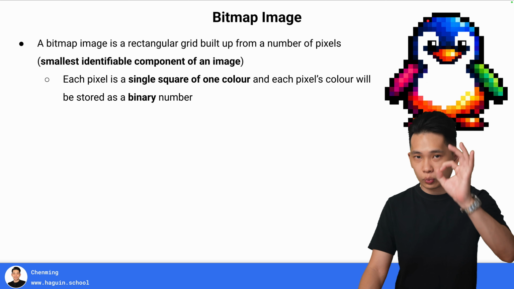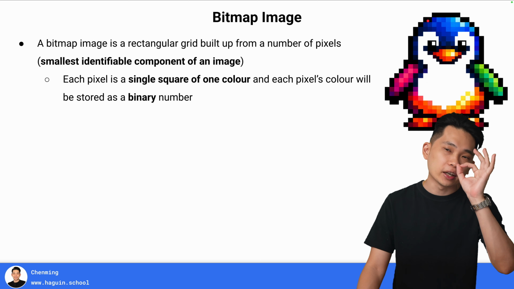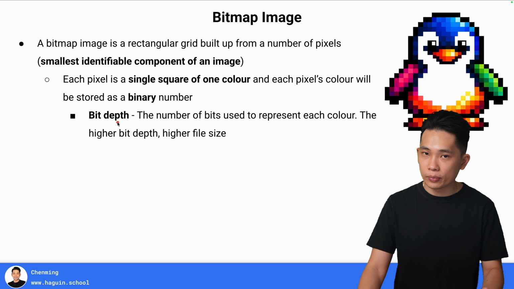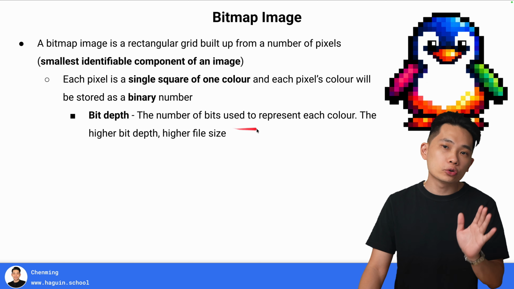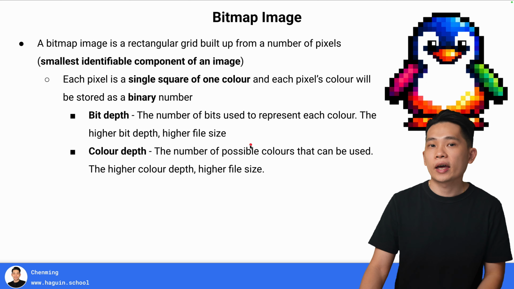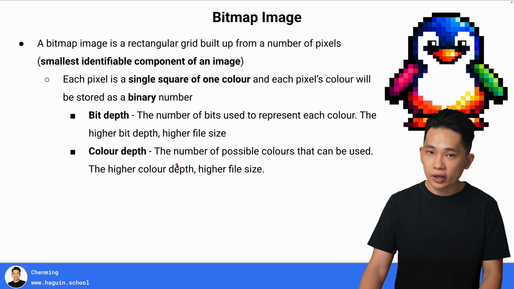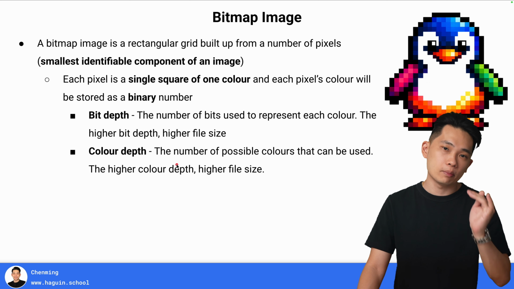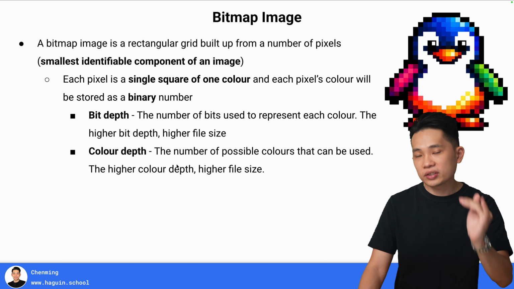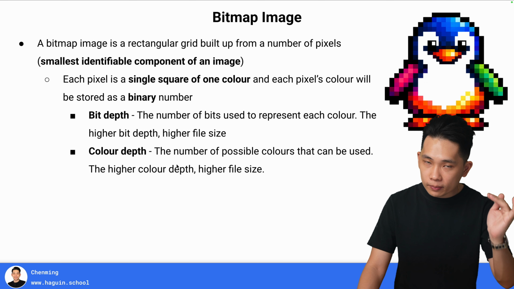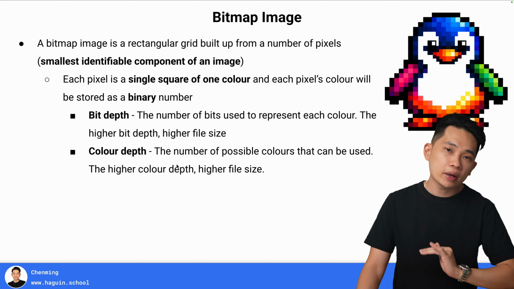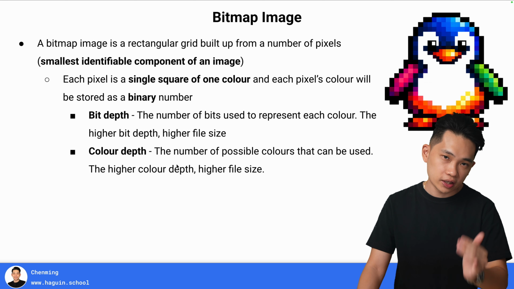All these little squares here are called pixels, and each pixel will have its own color. And then we have bit depth here, which is the number of bits used to represent each color. The higher the bit depth, the higher the file size. And next will be color depth here, which is the number of possible colors that can be used. So the higher the color depth, the higher the file size. Basically, bit depth means how many bits are used to represent the color, and color depth means how many colors we can use to represent the image.